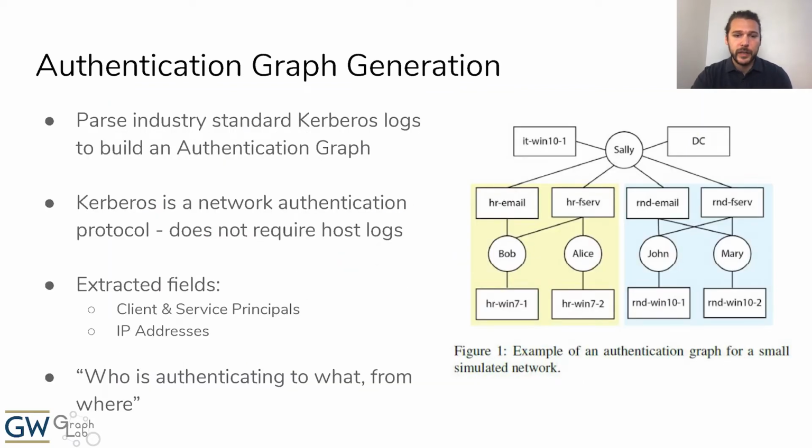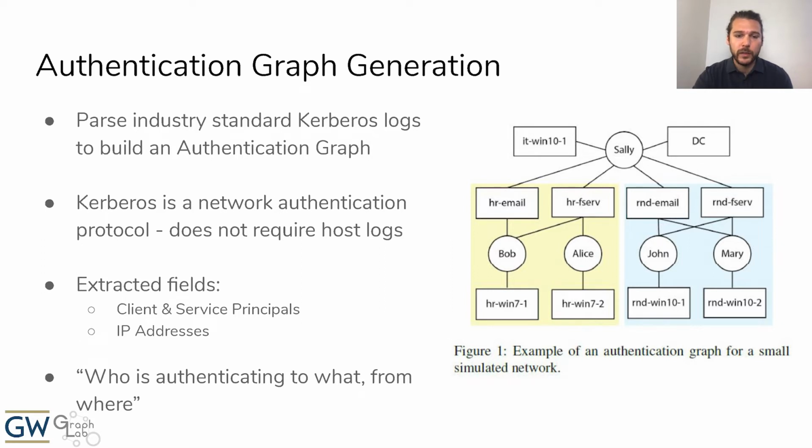In order to build our authentication graph, we parse industry standard authentication logs. In this work, we focus primarily on the Kerberos authentication protocol, as it is widely used and can be observed entirely from the network, not requiring host logging, which can be burdensome in larger enterprises. However, this technique can be easily adaptable to almost any authentication log, such as NTLM logs. Specifically, we extract the fields for client and service principals, which are essentially the unique IDs of the authenticating entities, as well as the IP addresses.